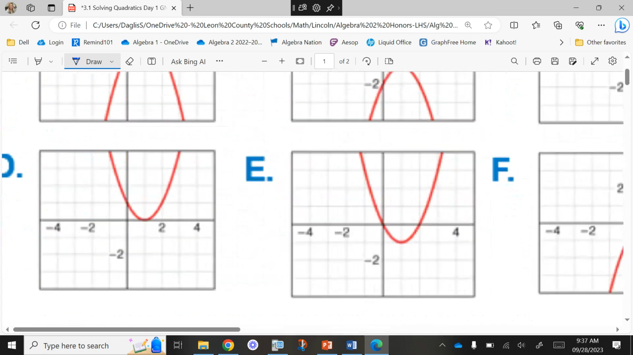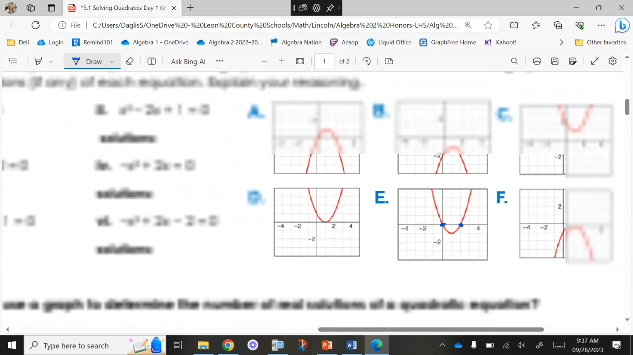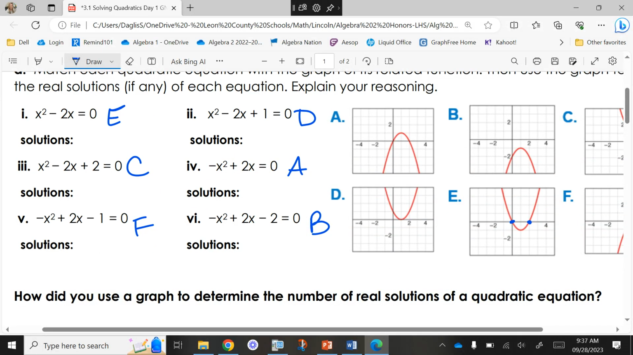Okay, so what are the x-intercepts or the solutions for graph 1? 0. We have 0. What else do we have? 2. We also have 2. So our solutions for our first function are x equals 0 and 2.